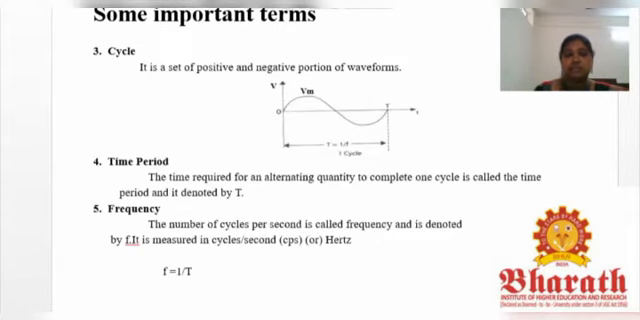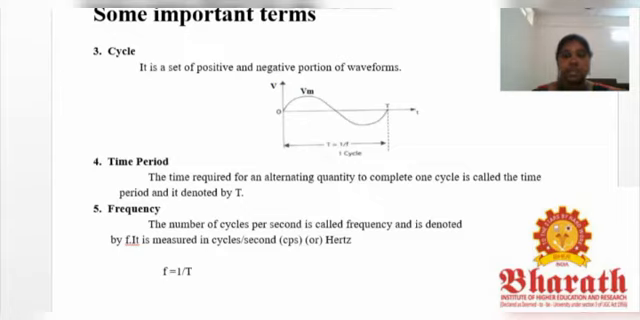Next, cycle. What is a cycle? A cycle is a set of positive and negative portions of a waveform. When I say one complete cycle, it has one positive half cycle and one negative half cycle. So a set of one positive portion and one negative portion forms a cycle. That is one complete waveform. Only then will it form one complete cycle.